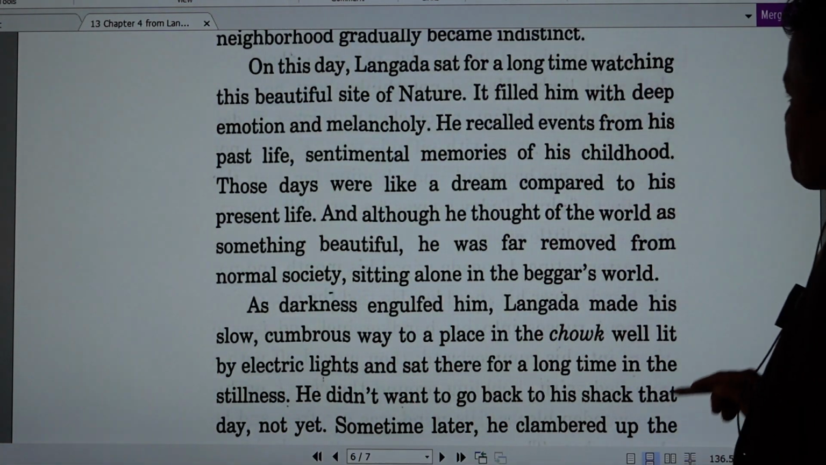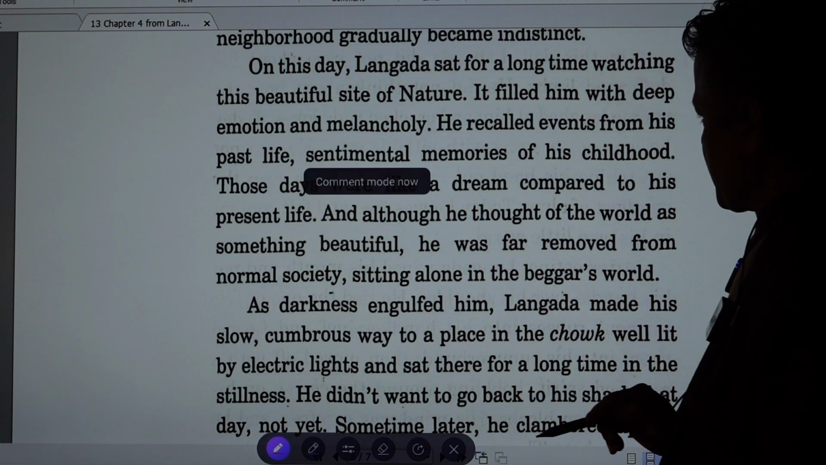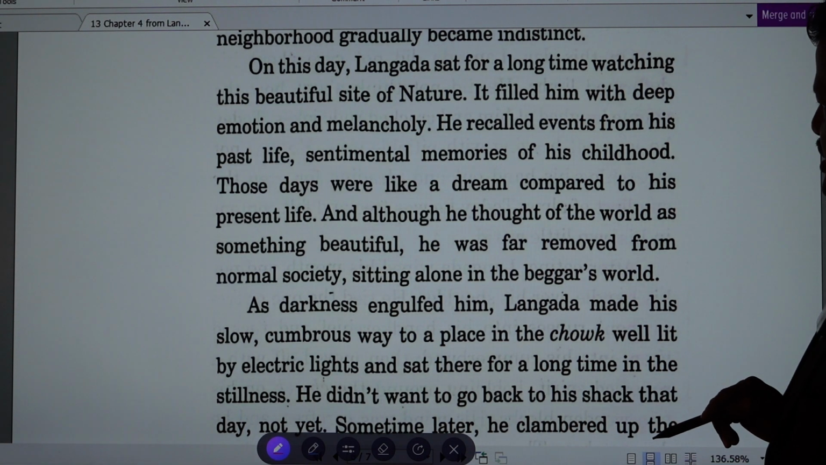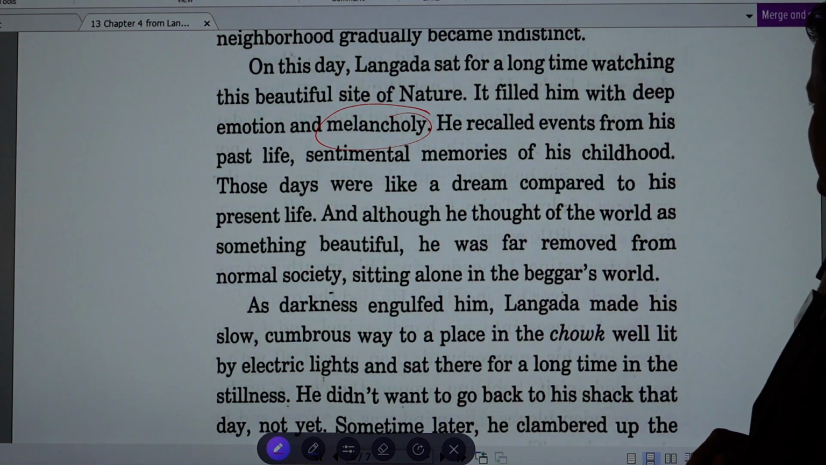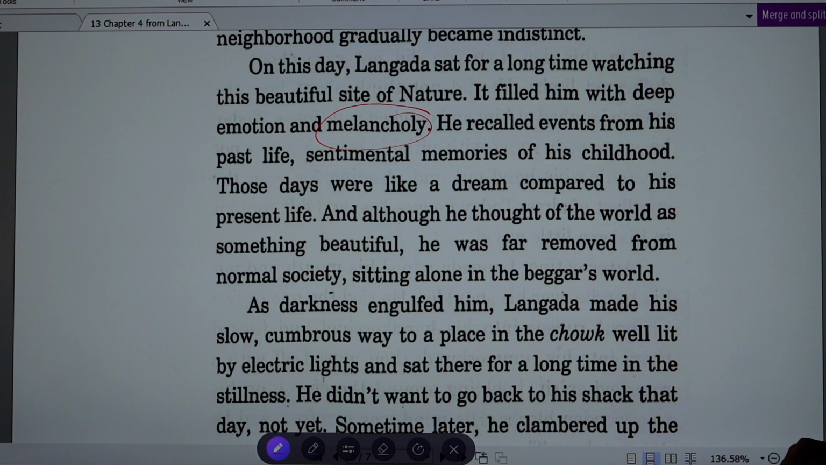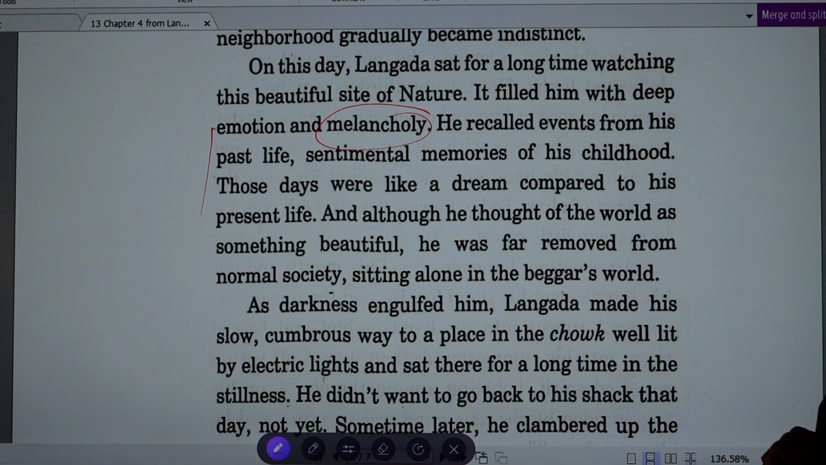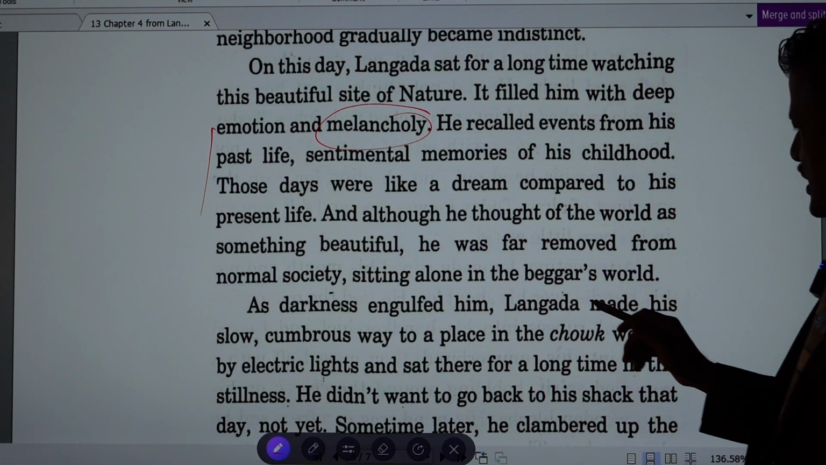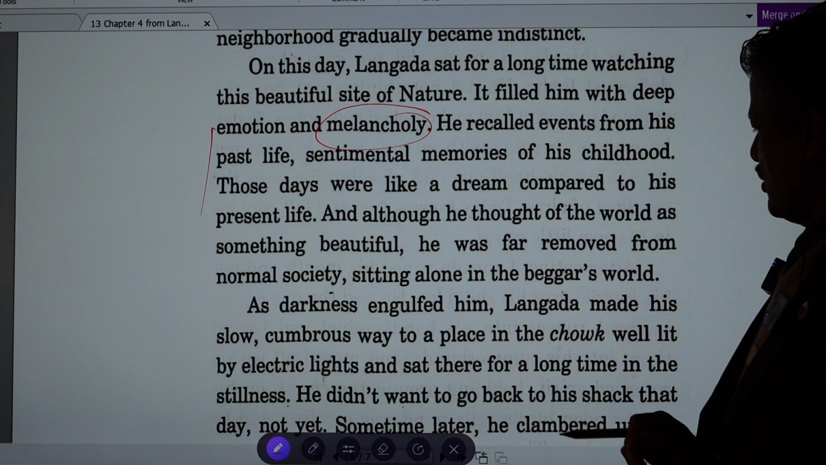On this day, Langada sat for a long time watching this beautiful side of nature. It filled him with deep emotion and melancholy, feeling of sadness. He recalled events from his past life, sentimental memories of his childhood. Those days were like a dream compared to this present life. Look, nostalgia. And although he thought of the world as something beautiful, he was far removed from normal society, sitting alone in the beggar's world.